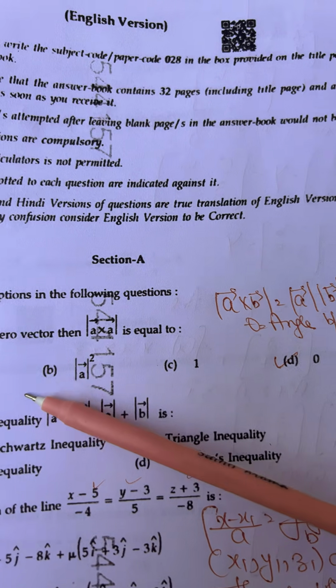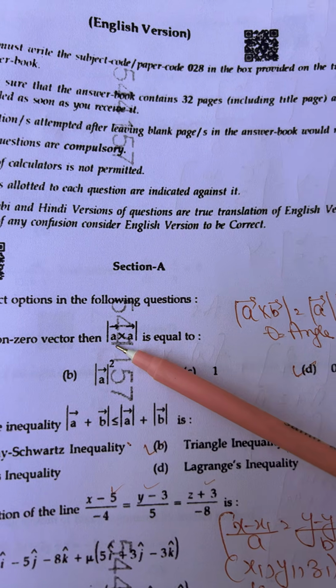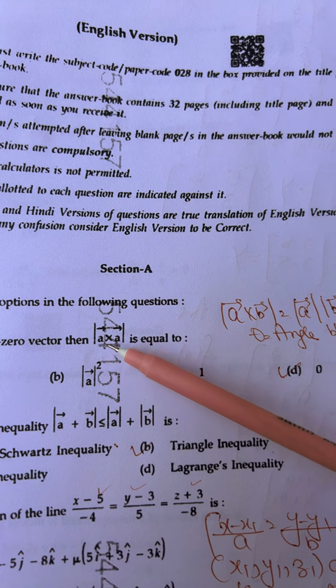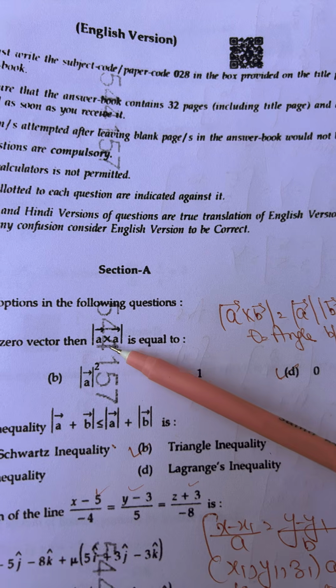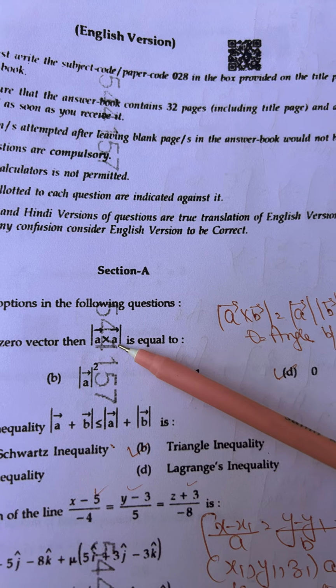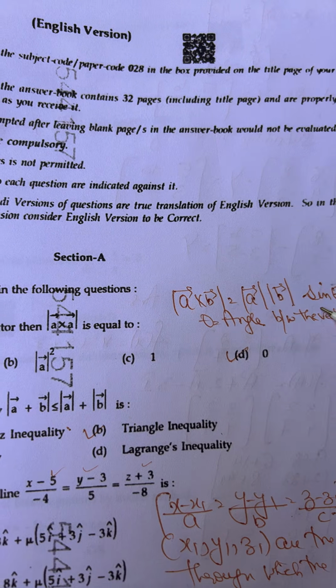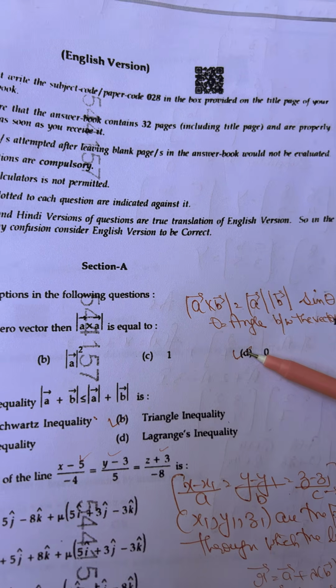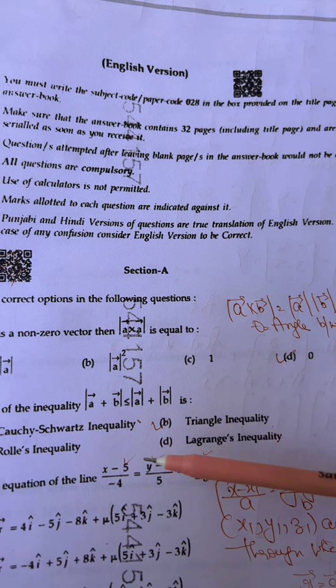Here, since A is a non-zero vector and we are doing the cross product with the same vector, we know the angle between them will be 0 because it is the same vector. So it will be sine of 0, and sine of 0 is always 0, so 0 into anything is 0. Our answer is option D, 0 is the correct answer.